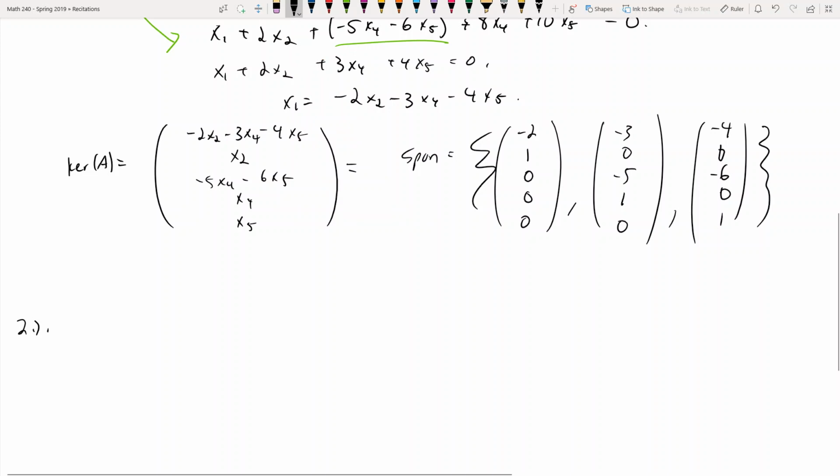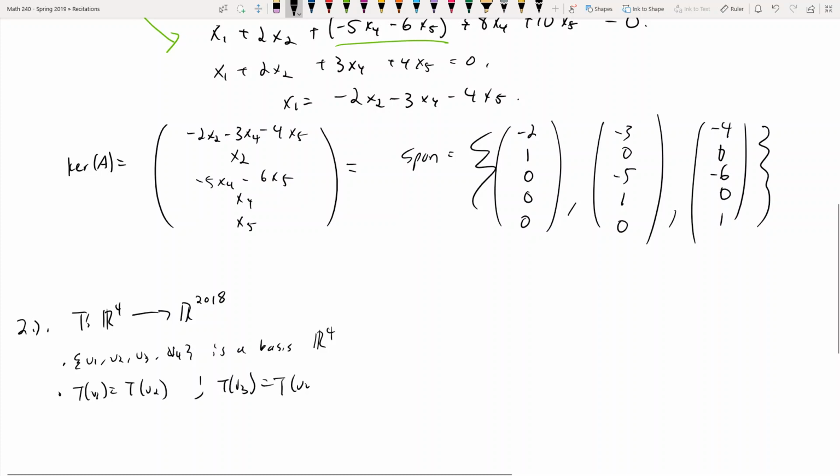is a problem of the following sort. T goes from R4 to R2018. If you want to follow along, this is the fall 2018 final, and it's on Canvas. What else do we know? We know that V1, V2, V3, V4 is a basis for R4. We know that T of V1 is equal to T of V2, and T of V3 is equal to T of V4. And we also know that TV1 is not a scalar multiple of TV3, and TV3 is not a scalar multiple of TV1.